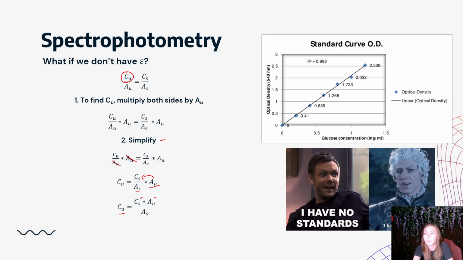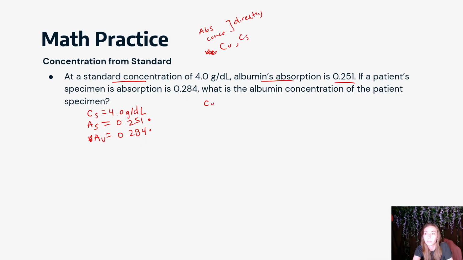I forgot to put it on this slide, but it's Cu over Au equals Cs over As. Cool? Cool. Let's go ahead and isolate out what we're working with. We want our concentration of our unknown equals question mark. So we want to multiply both sides by Au, cross that out. So then we end up with Cu equals Cs Au over As. We can go ahead and plug and chug now.